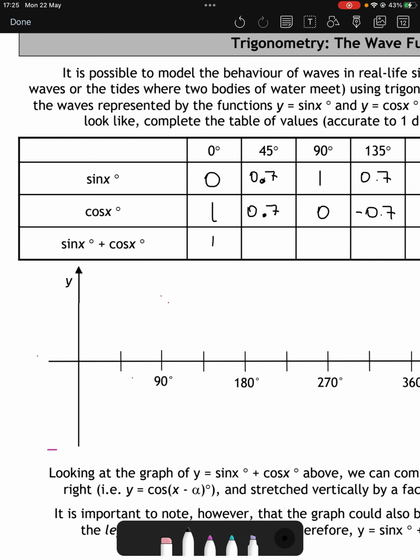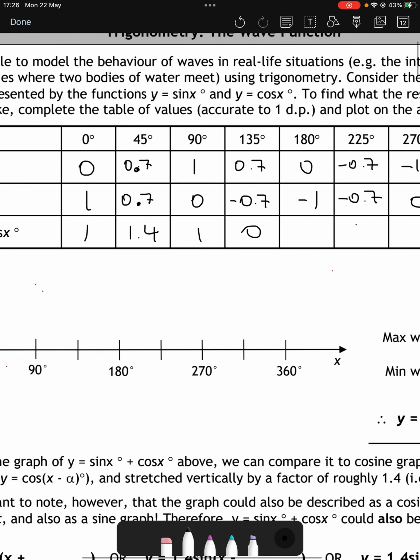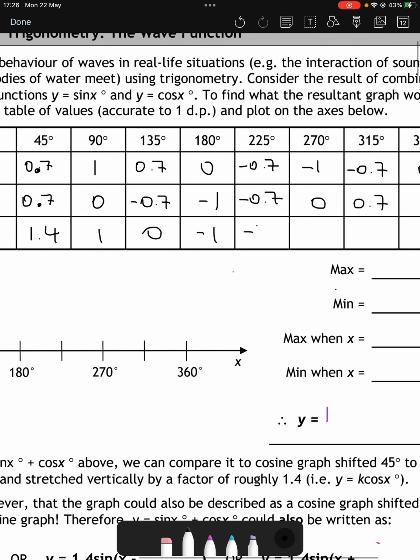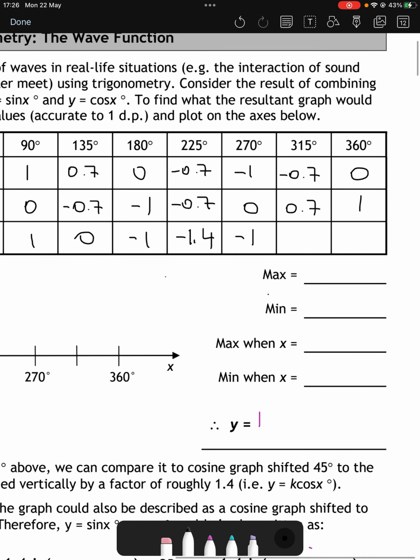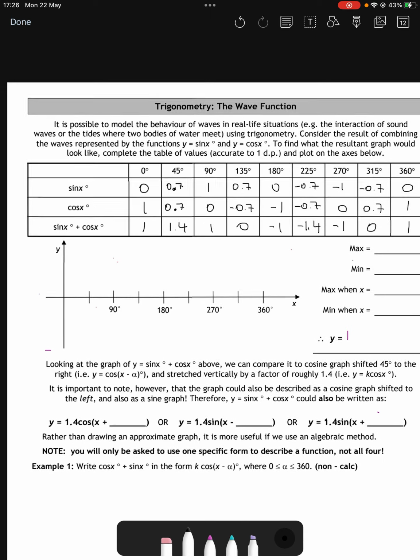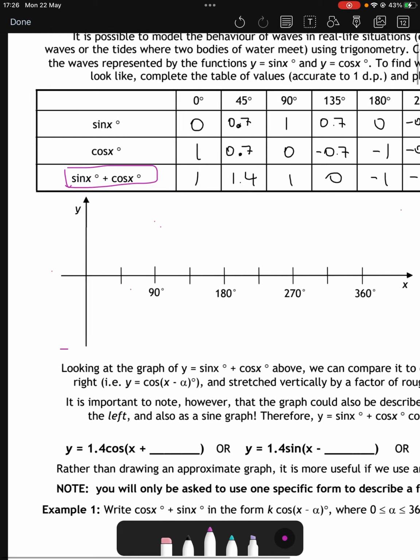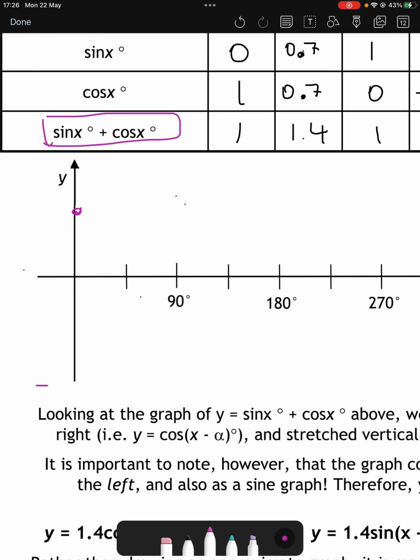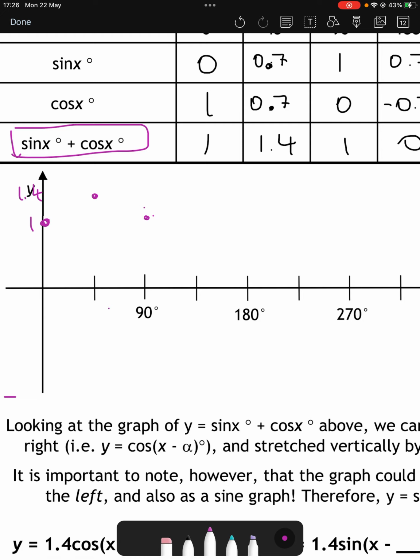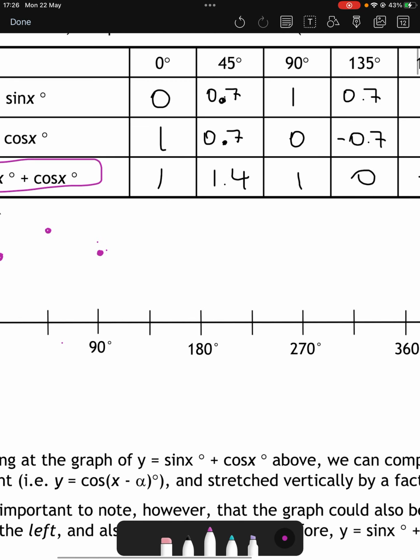I'm going to plot that graph. So 1, 1.4, 1, it's going to give us 0, negative 1, negative 1.4, negative 1, 0 and 1. Okay, so what I'm going to do is plot all these values along here. So at 0 it is 1, let's just say 1 is there. At 45 is 1.4, so let's just say that is there. Then it goes back down to 1, so it's there. At 135 it's at 0.